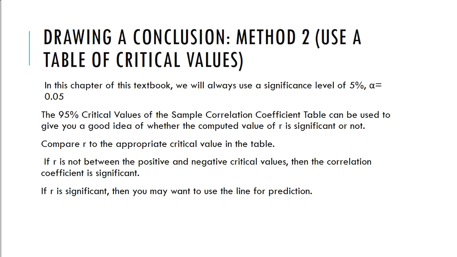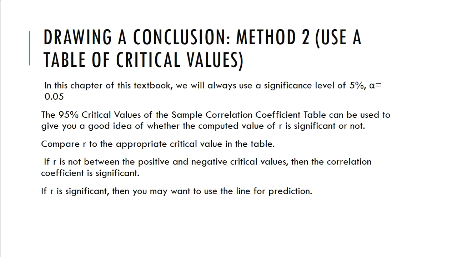So another way is to use a table of critical values. In the textbook, we'll always use a significance level of 5%, or alpha equals 0.05. The 95% critical values of a sample correlation coefficient table can be used to give you a good idea of whether the computed value of R is significant or not.